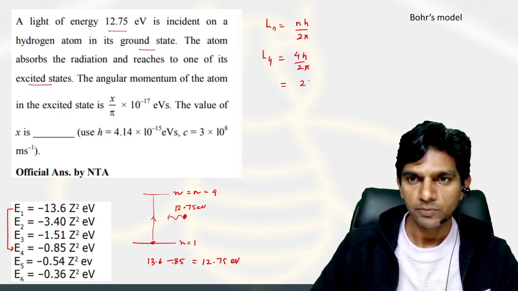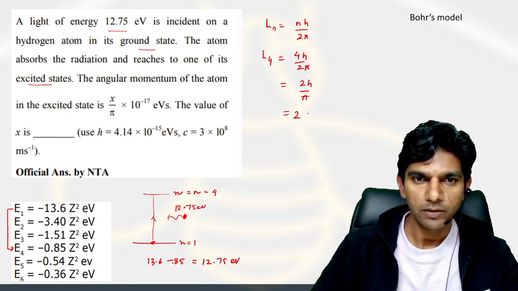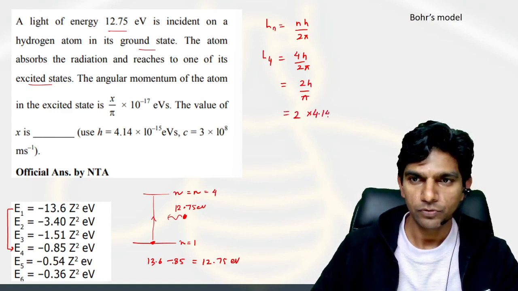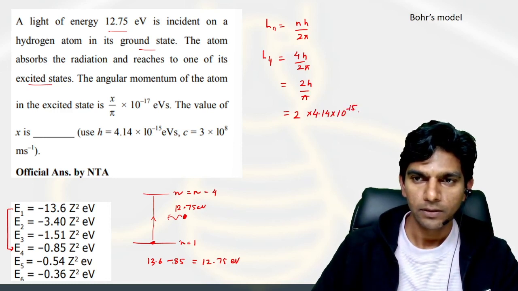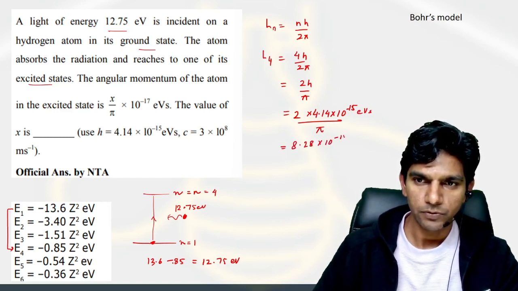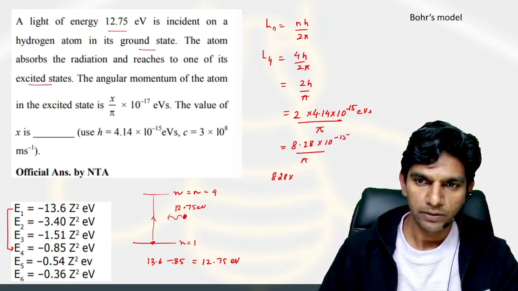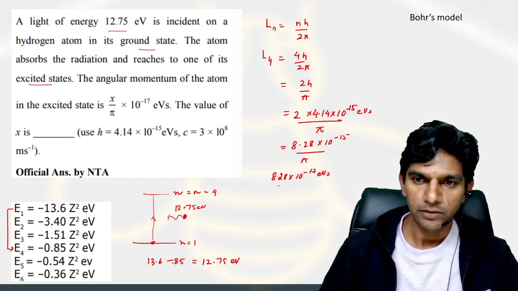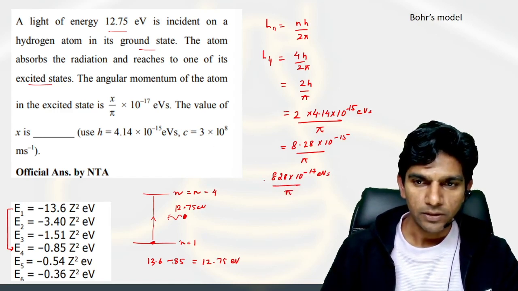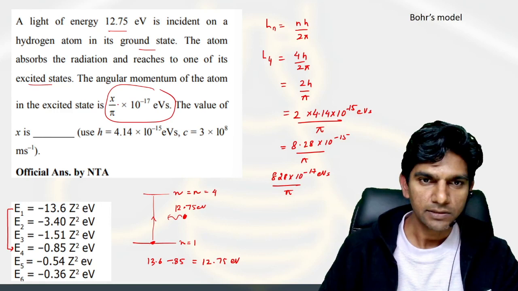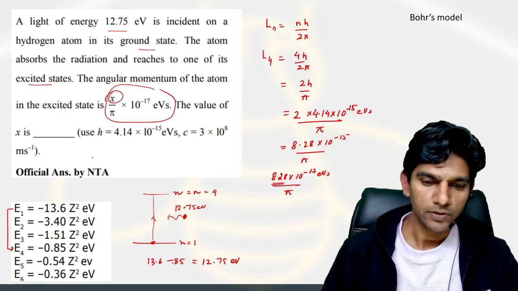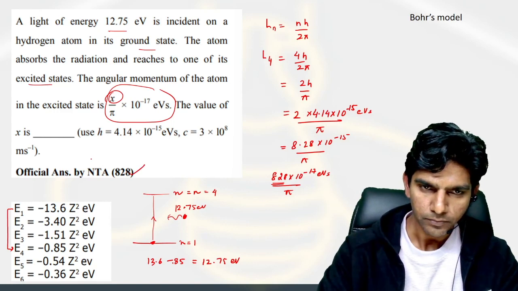So this will be 2 times h upon pi, and h can be written as 4.14 into 10 raised to power minus 15 electron volt second divided by pi, and this will be 8.28 into 10 raised to power minus 15 electron volt second upon pi, and this can be written as 828 into 10 raised to power minus 17 electron volt second divided by pi. So if we compare our result with this, we can see the x value is nothing but 828. So 828 is the answer, right?